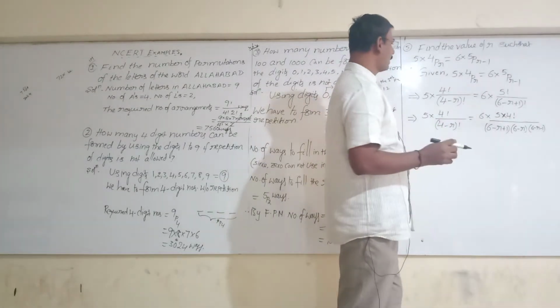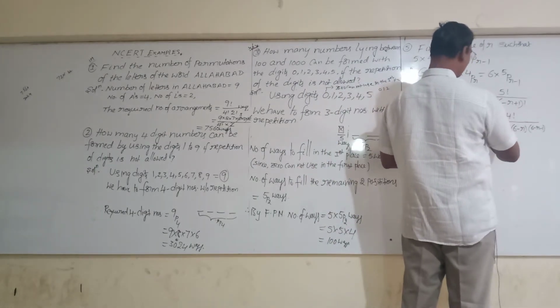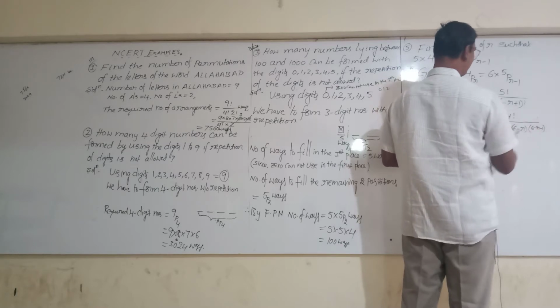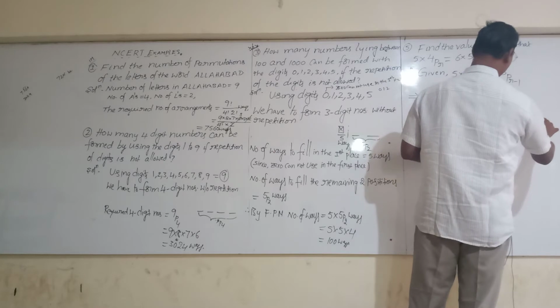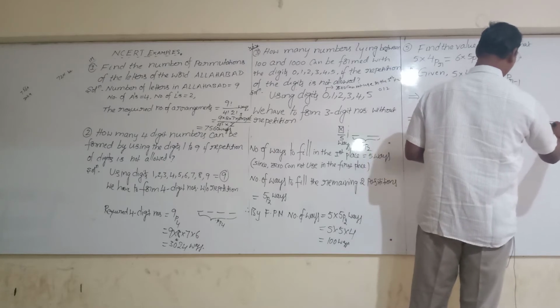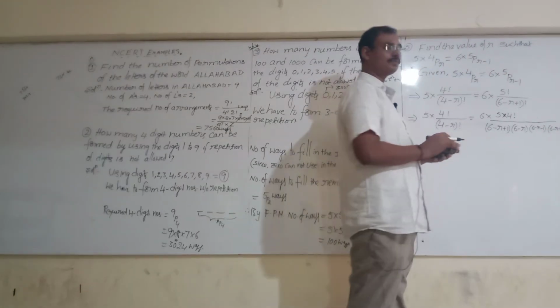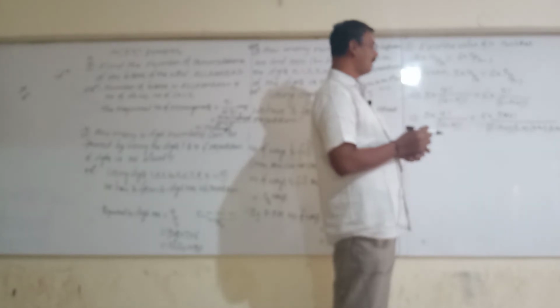7 minus 4, that is actually 6 plus 1 is 7. One number only reduced here. 6 minus r plus 1, that is 6 minus r minus 1, that is 5. Okay, next term 6 minus r minus 2 factorial becomes 4. 4 minus r. So one number is reducing here.